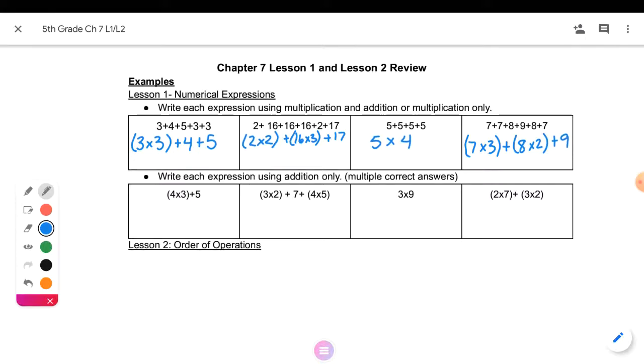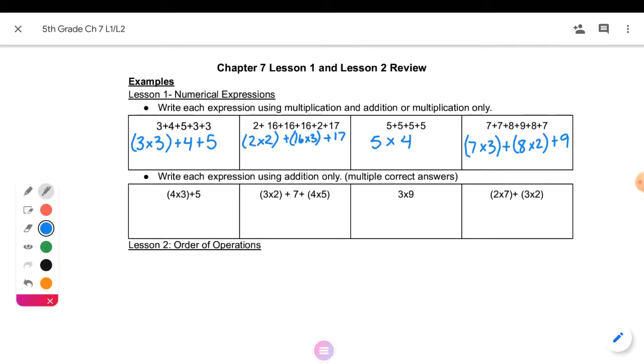Okay, so that's like what we did last night, but I kind of made it a little bit harder. For this one, it says write each expression using addition only. And on this one, there could be multiple correct answers. Today, we're going to write 2 for each of them. On your homework, you only have to do 1. But like the one Lainey picks and the one Jackson picks might be different, and that's okay. They could both be correct.